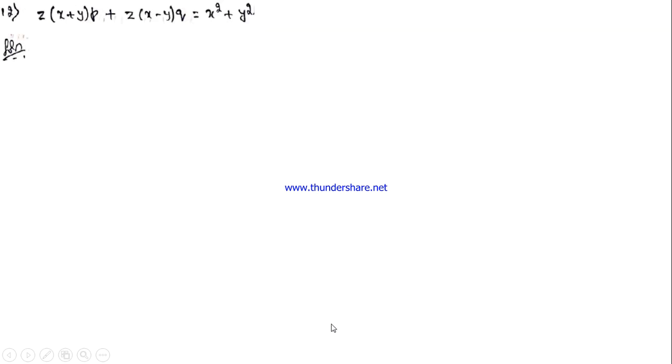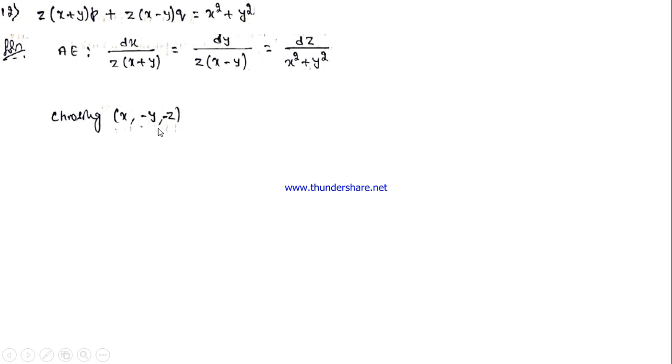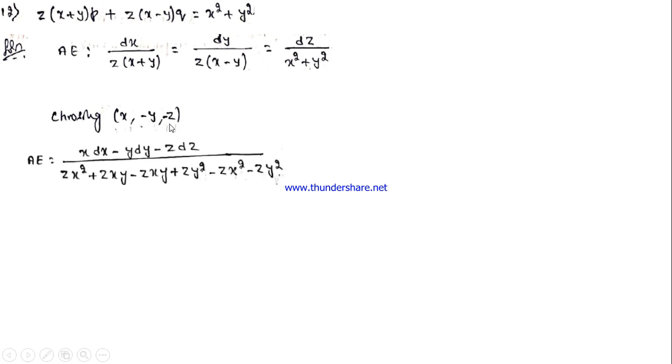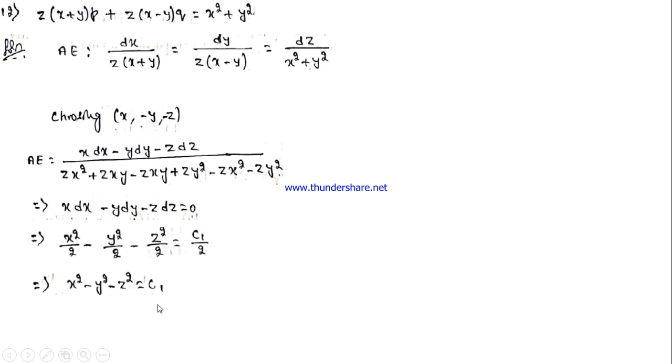Okay, let me have a look at our next example. z times x plus y p, plus z times x minus y into q, equal to x square plus y square. Write your auxiliary equation. Now I will choose my first set of multipliers as x, minus y, minus z, and we know it is equivalent to, we can put it in many other forms, minus y plus x, z and all, and you can note that with this set of multipliers this denominator becomes 0, and numerator is definitely in integrable form, integrated, and this is what your first solution is.